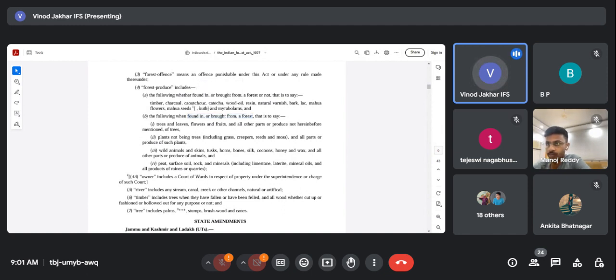So these are the things: timber, charcoal, katechu. This is katha. This is made from acacia katechu. Then wood, oil, resin, natural varnish, bark, lac, mahua flowers, mahua seeds, and all. They are forest produce. Then trees and leaves, flowers, fruits, and then plants not being trees. Then wild animals, and skins, tusk, horn. If you find a tusk in anyone's home, that is a forest produce. You can straight away arrest him under this act as well as the Wildlife Protection Act. And then peat, surface soil.